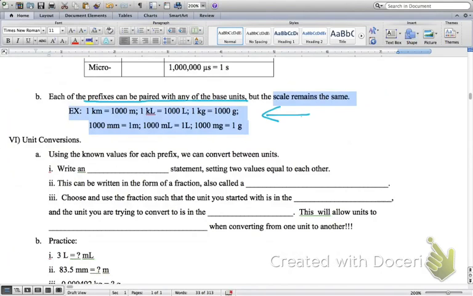So for example, in this first line right here, I have paired the prefix kilo with 3 different units of measurement: the meter, the liter, and the gram. But notice that every single time it has the same meaning. So a kilometer is equal to 1,000 meters, or a kiloliter is equal to 1,000 liters, or a kilogram is equal to 1,000 grams. So notice that the number that it represented, 1,000, never changed regardless of the unit changing.